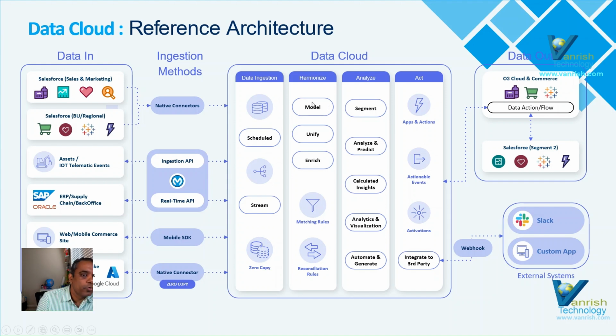You can also harmonize, unify, and enrich this data in this layer, and then analyze it through segments, analyze and predict, calculated insights, analytics and visualization, and automate and generate. These are the analysis sections. Once everything is done, you can act on the data and send it out to different systems, such as Slack, any custom app, Google app, or anywhere you want to send this data. So this is a reference architecture for Data Cloud.